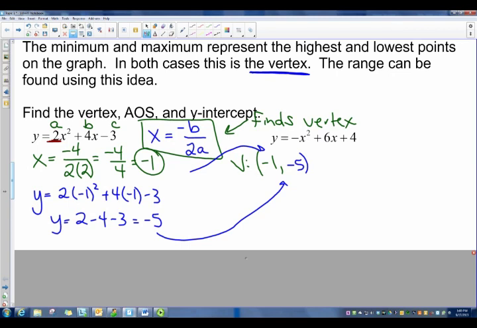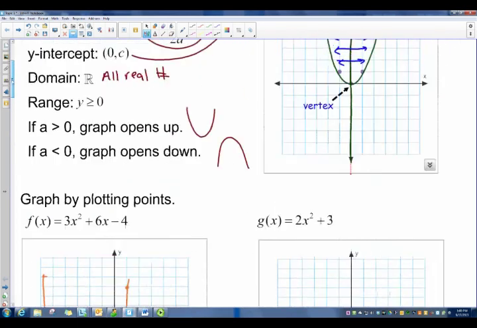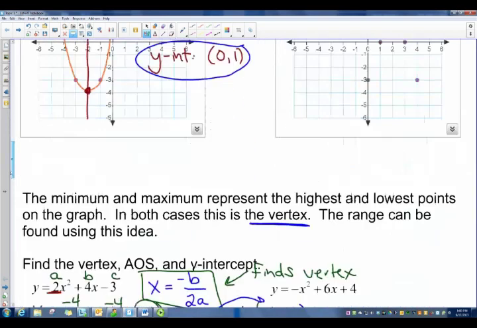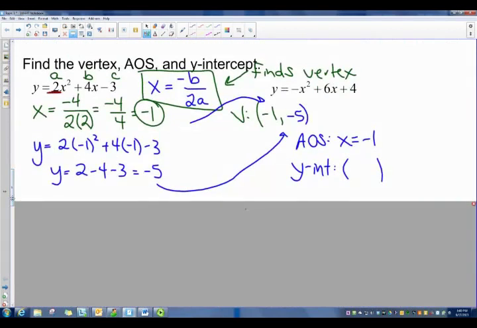Okay, the second part is the axis of symmetry. Remember, I already told you the axis of symmetry is always the x value of your vertex, so it's -1. And then finally, my y-intercept. The y-intercept is the point (0, c), and we saw that up here at the beginning. So your y-intercept is always the point (0, c). I look at my function, my c is -3, so I have the point (0, -3), and there you go. You've got your vertex, your axis of symmetry, and your y-intercept.